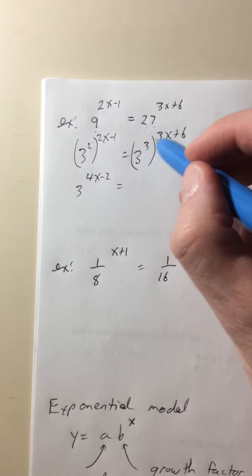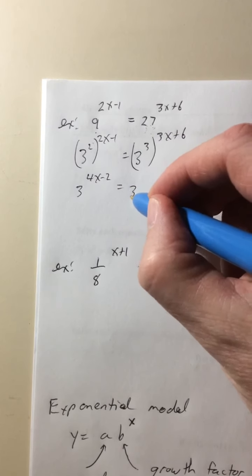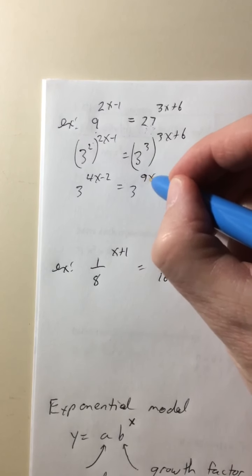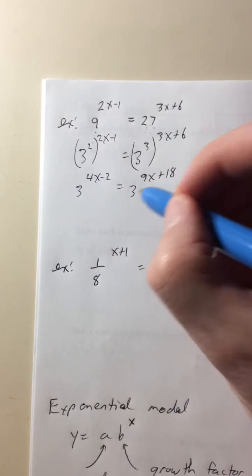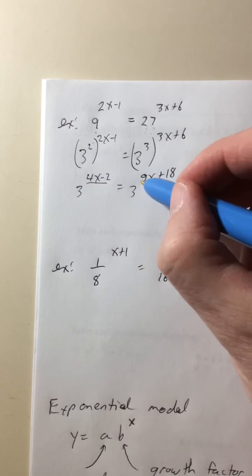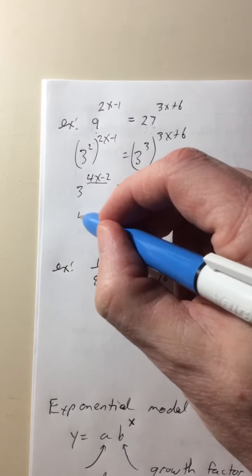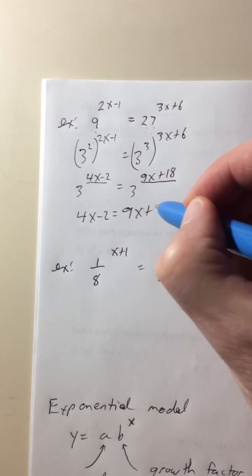And this is, same thing, distributive property here. So 3 times that stuff. 3 to the 9x plus 18. And so now the bases are the same, which is what we tried to accomplish. Therefore, all we need to do is set the exponents equal. So we got 4x minus 2 equals 9x plus 18.